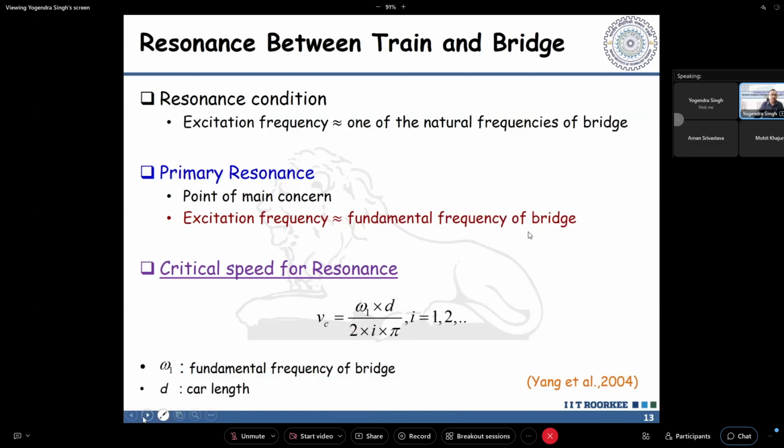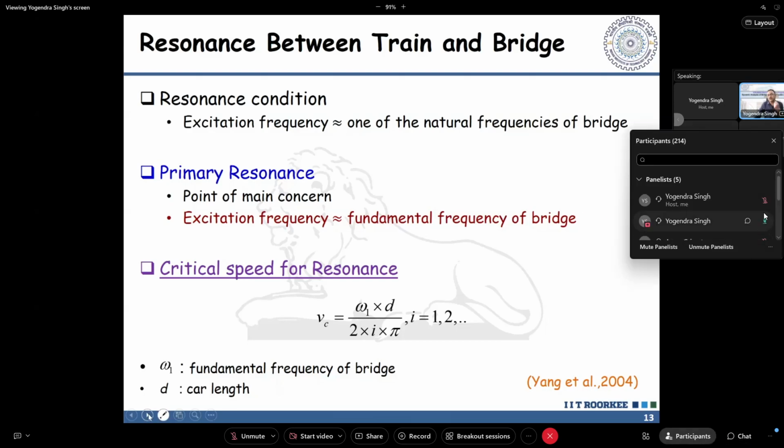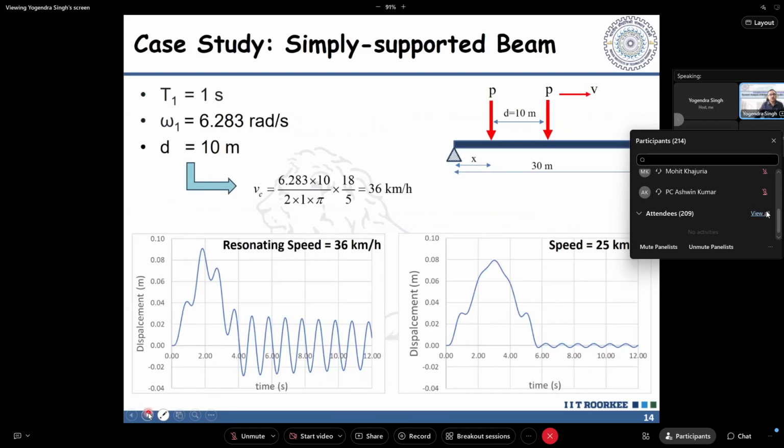So critical speed we can calculate like this, and this critical speed is crucial. We have to avoid critical speed. We generally will not allow trains to move on a bridge at critical speed. So either we have to change the frequency of the bridge, this omega 1, so that the critical velocity changes, or we have to control the speed so that resonance is not occurring, or we have to use other vibration mitigation measures so that even at resonance, the displacement is controlled. We will talk about those measures also.